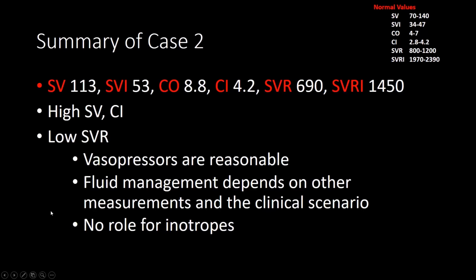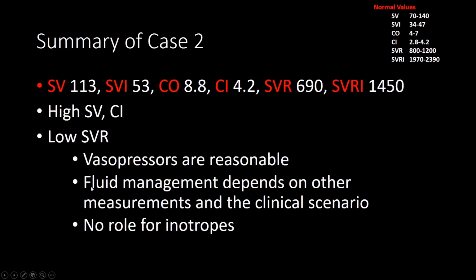So our stroke volume is very high, as is our cardiac index, but on the other hand, we have a very low systemic vascular resistance. Yeah, so this patient's MAP was actually normal. I think it was 80 when we gave you the first vital signs. So vasopressors don't make sense at this moment in time, but should the patient become hypotensive, vasopressors would make sense.